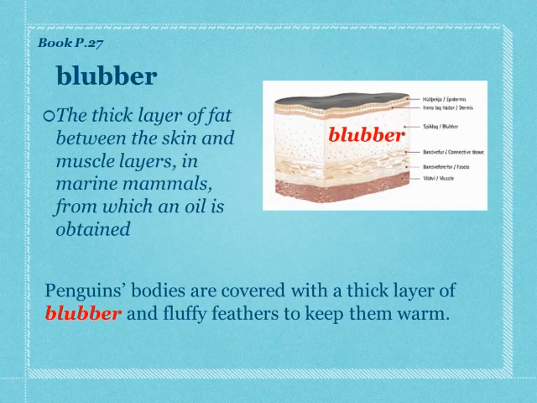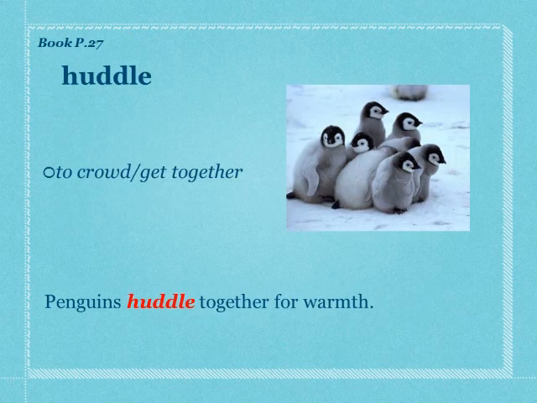Page 27. Blubber. The thick layer of fat between the skin and muscle layers in marine animals, from which an oil is obtained. Penguins' bodies are covered with a thick layer of blubber and fluffy feathers to keep them warm. Page 27. Huddle. To crowd, get together. Penguins huddle together for warmth.